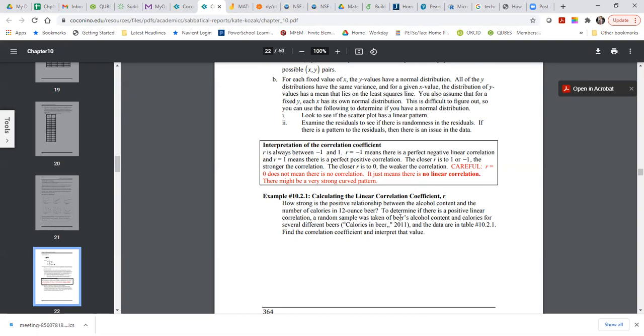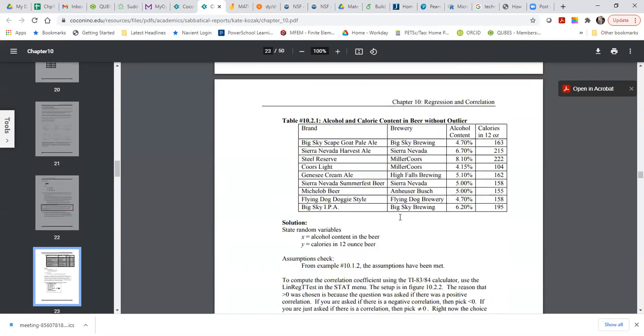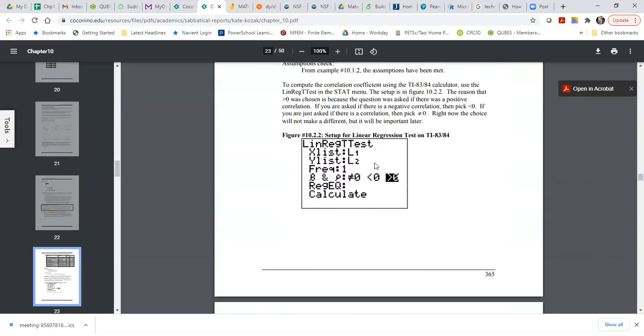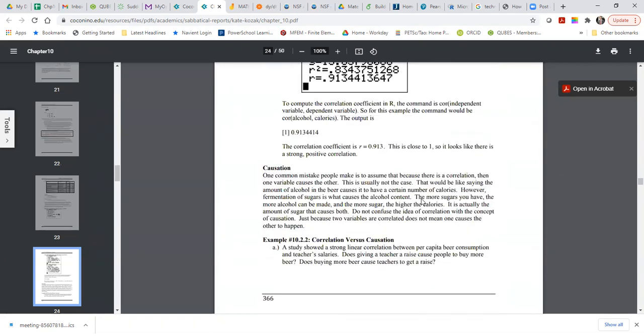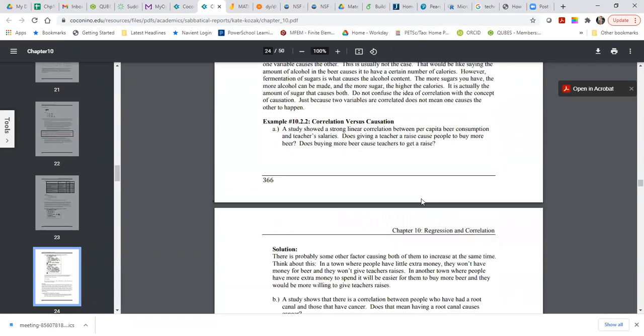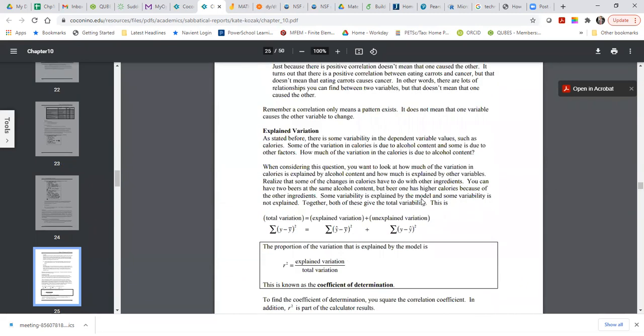So this is the example of how to calculate the linear correlation coefficient using the statistical TI calculator. Okay. And then here I show you how to find it.